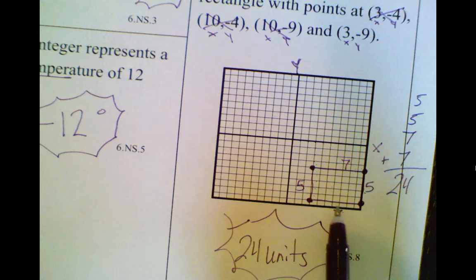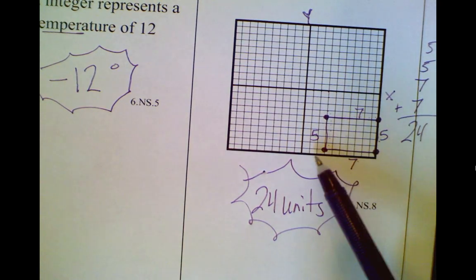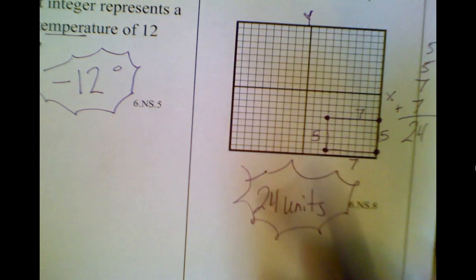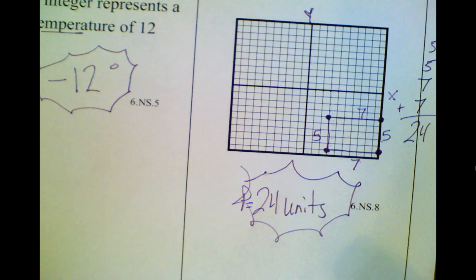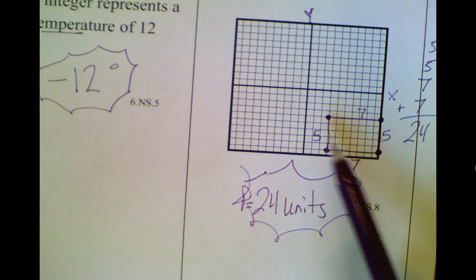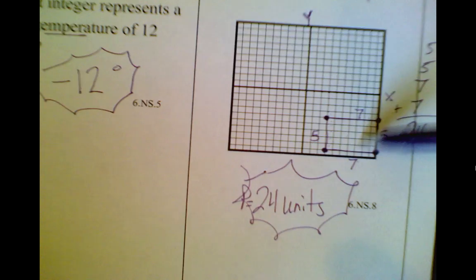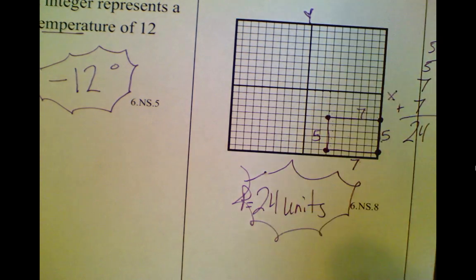If we wanted to find the area, you would take 5 times 7, so length times width. So for area, I'm going to put P for perimeter. Area would be 5 times 7, which is 35, and then it would be 35 units squared. So that means that there's 35 boxes in here if you would count them all up.